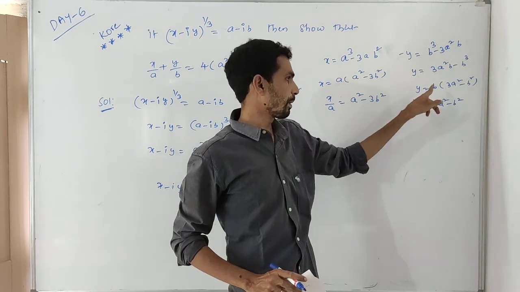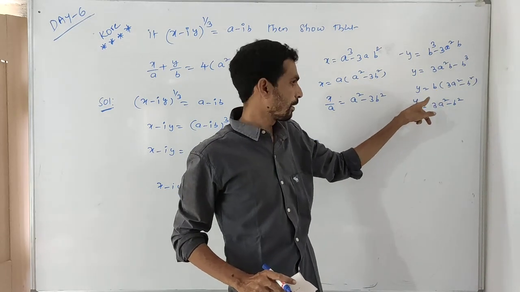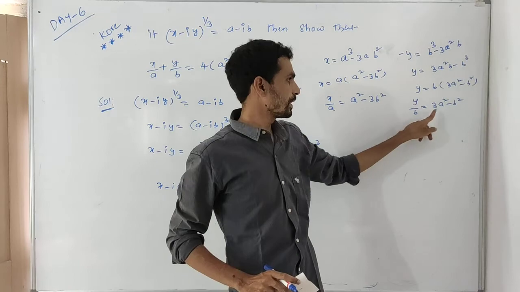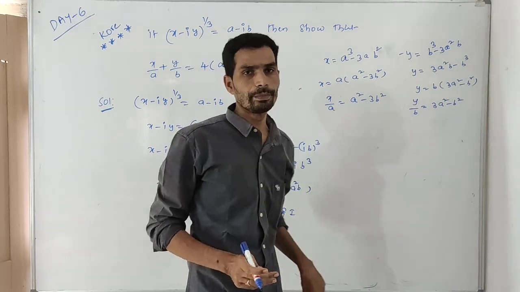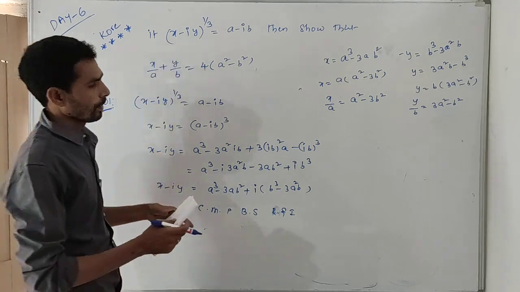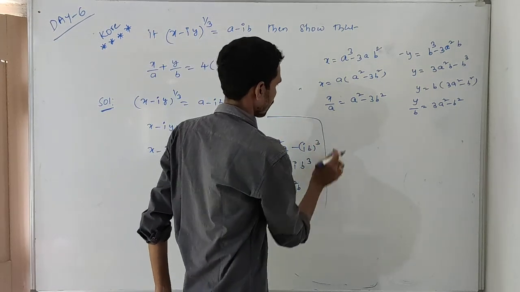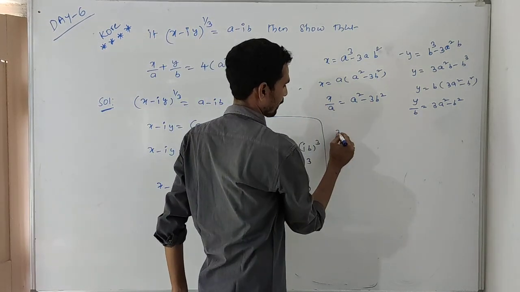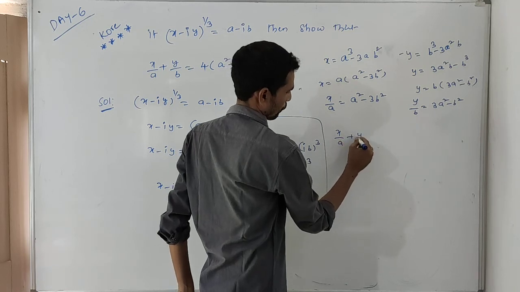On the RHS side there is multiplication, and on the LHS side it is only division. y by b is equal to 3a square minus b square. Now what you want is x by a plus y by b, so add x by a plus y by b.